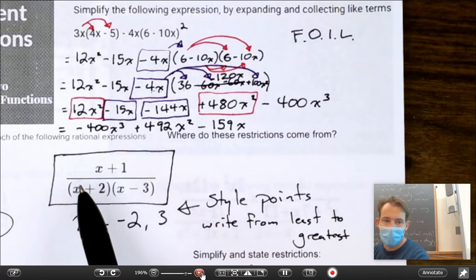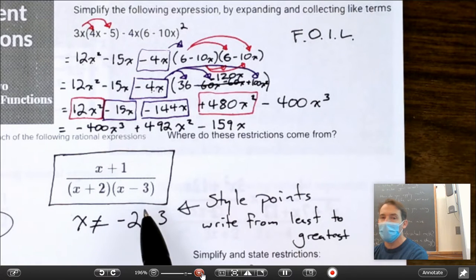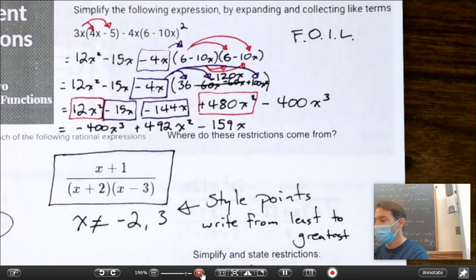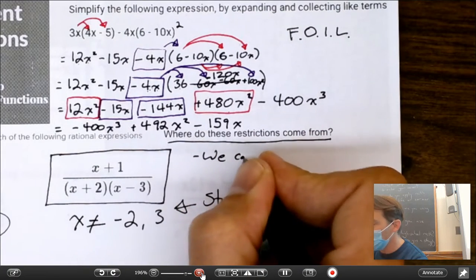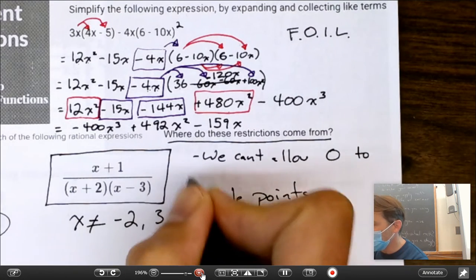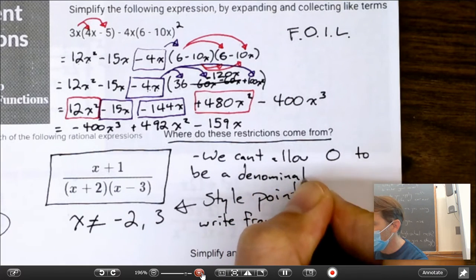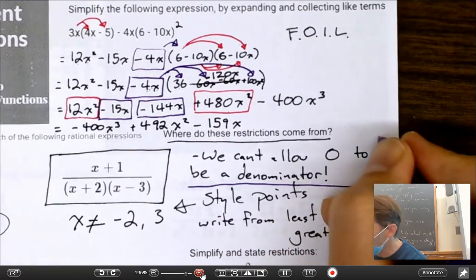So here Alina has identified that negative 2 would create a 0 here. That's not allowed, to have a 0 on the denominator, on the bottom of a fraction. And 3 would also create a 0, because 0 times anything would be 0, or anything times 0 would be 0. Yeah. So these restrictions, where are they coming from? We can't allow 0 to be a denominator. We're not allowed to let the denominator of any fraction be 0.